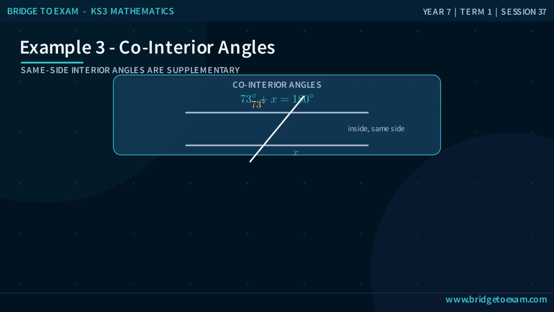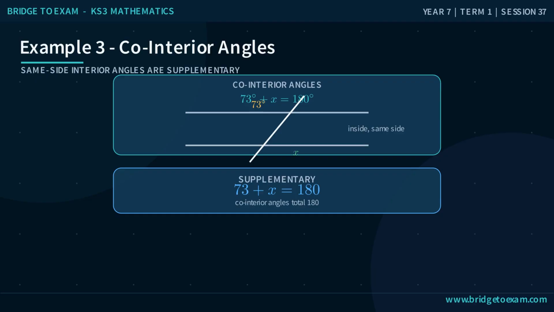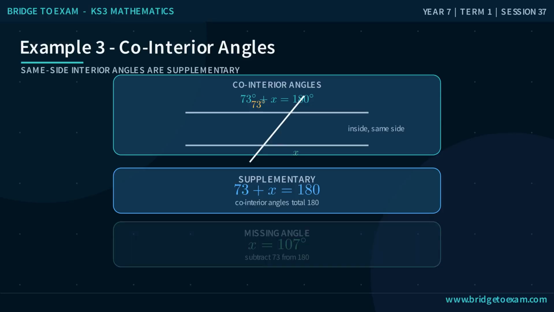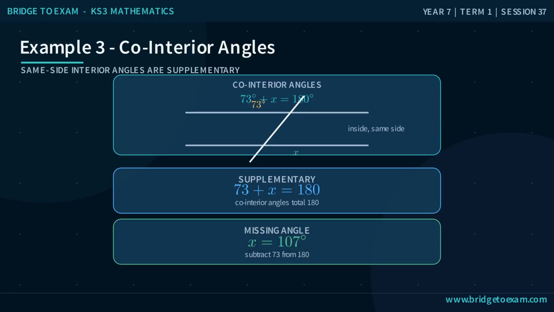Two co-interior angles are 73 degrees and x degrees. Co-interior angles total 180, so 73 plus x equals 180. Subtract 73. X equals 107 degrees.